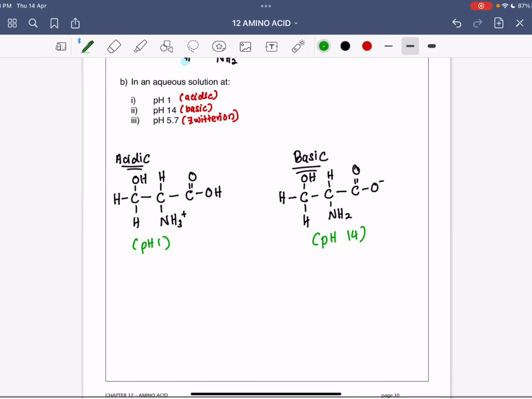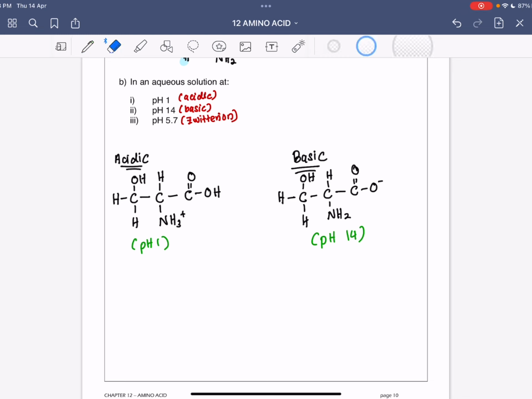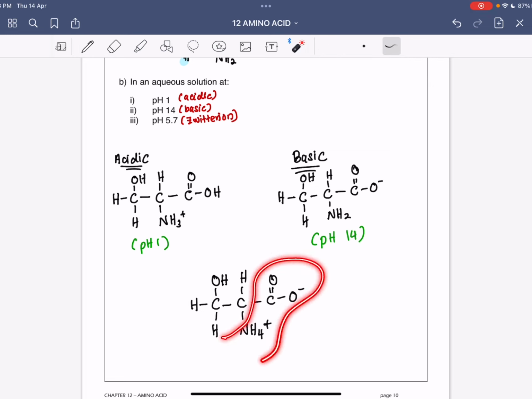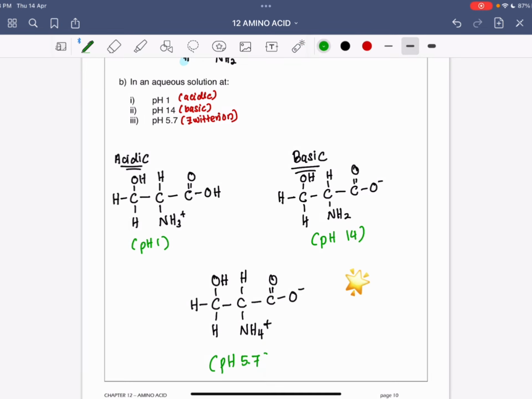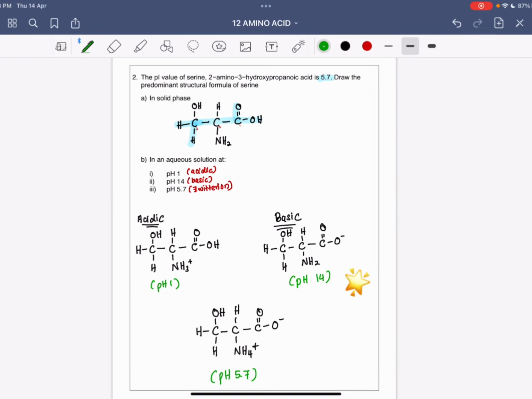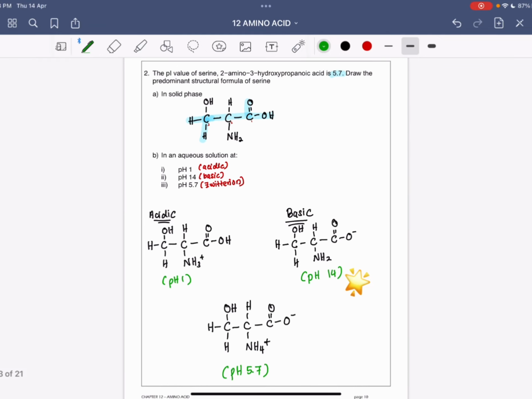So at pH 5.7, which is zwitterion, the structure will be like this. There you go. As you can see, we have two charges over here. So this one is pH 5.7. That's how you answer the question at page 10.